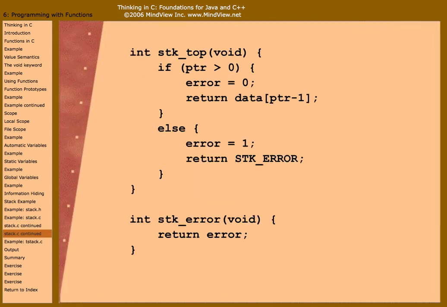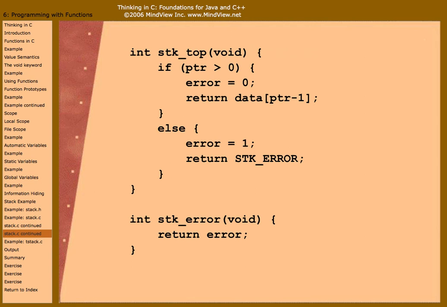The implementation of top is similar to that of pop, except it's not going to change the pointer. It just wants to inspect what's there. So instead of using the pre-decrement operator on pointer, I'll simply use the expression pointer -1. Stack error returns the current value of the private variable error, which will either have a 0 if there was no error, or a 1 if there was.